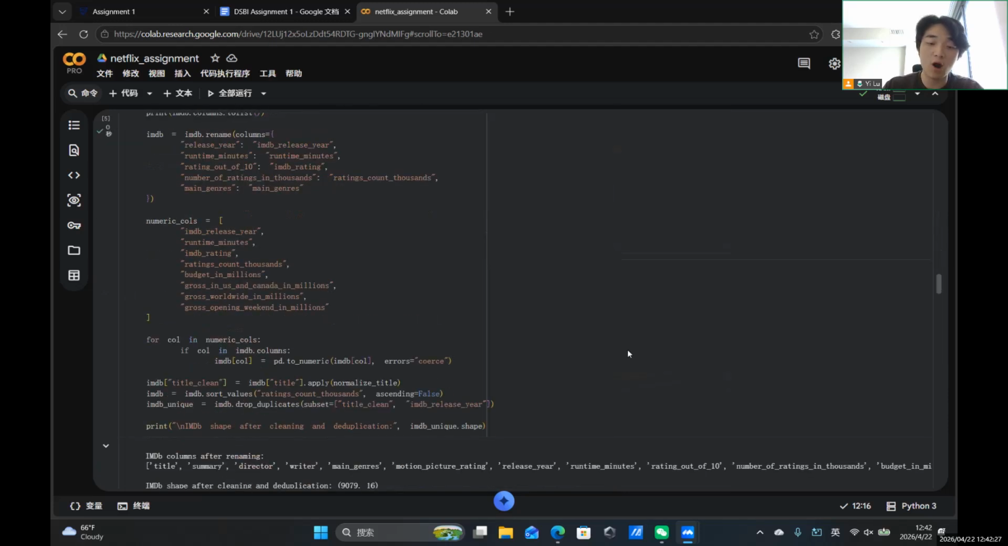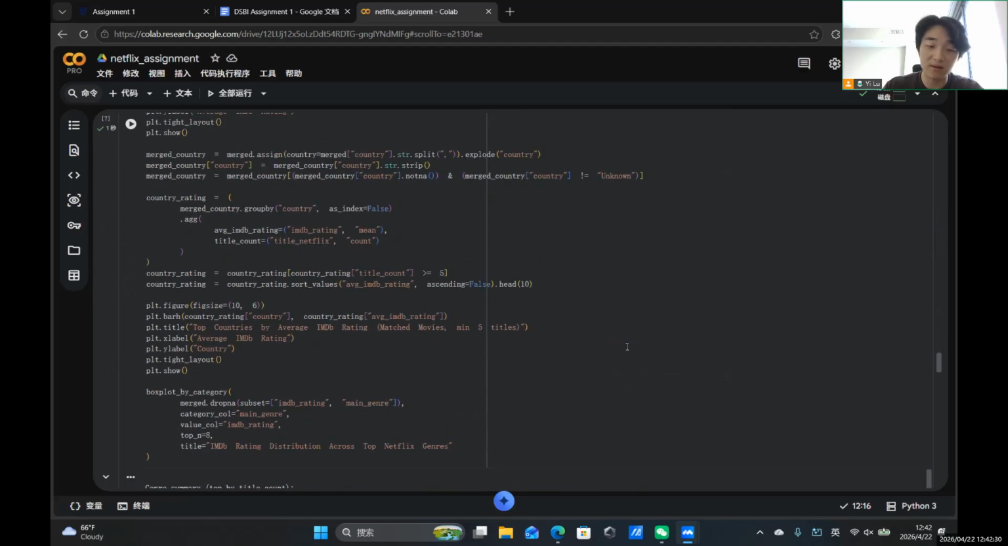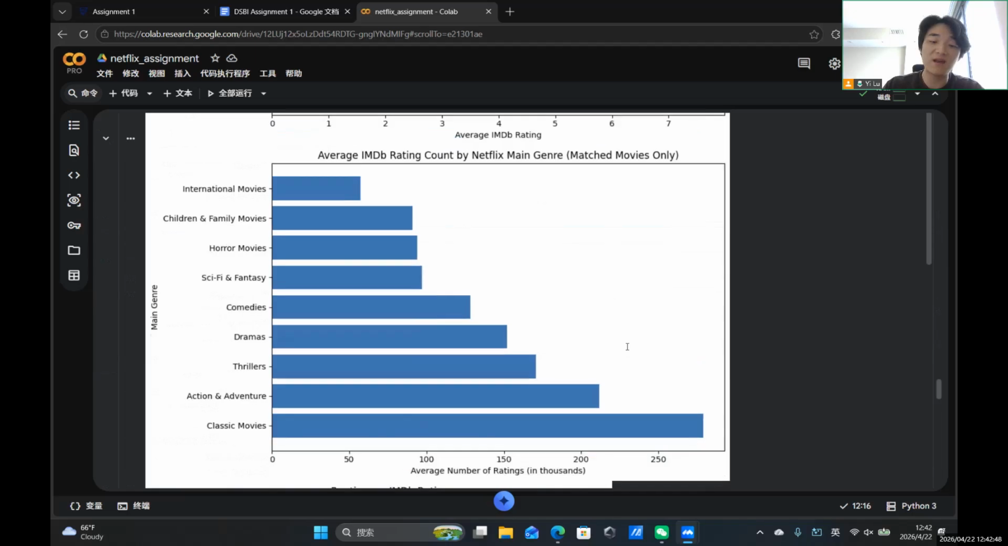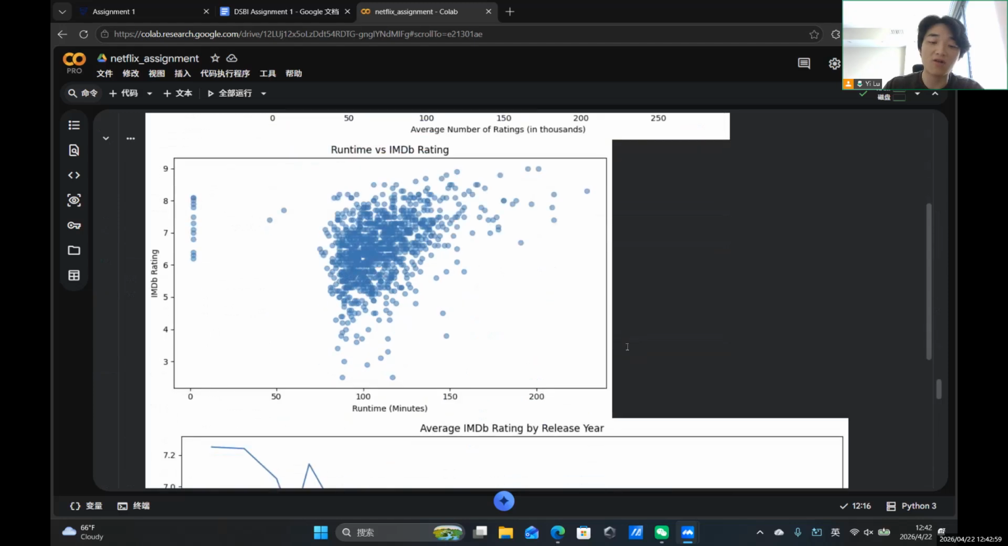Second, the most common genres in the Netflix catalog include dramas, comedies, and action and adventure. This shows that Netflix has built a broad and diversified library, but content volume alone does not tell us whether those categories create stronger viewer value. Third, the United States is the largest content source in the Netflix dataset, followed by countries such as India and the United Kingdom. This highlights Netflix's reliance on US content while also showing the importance of international markets.